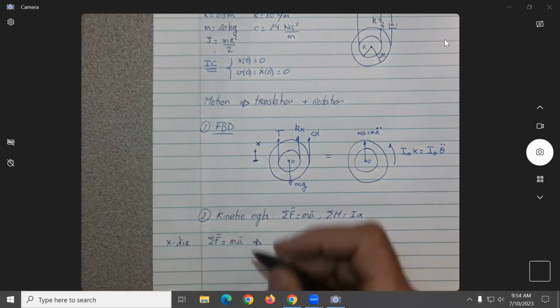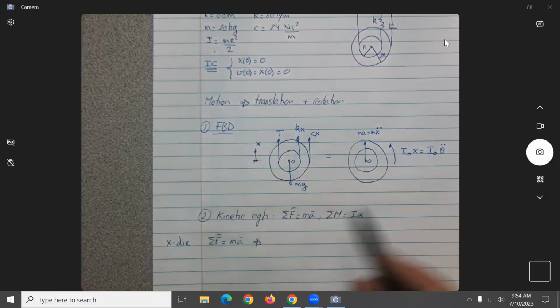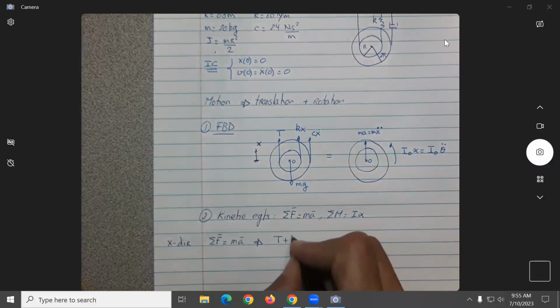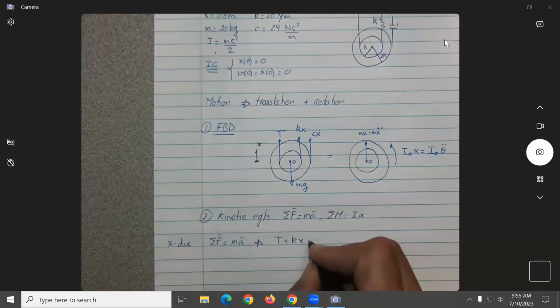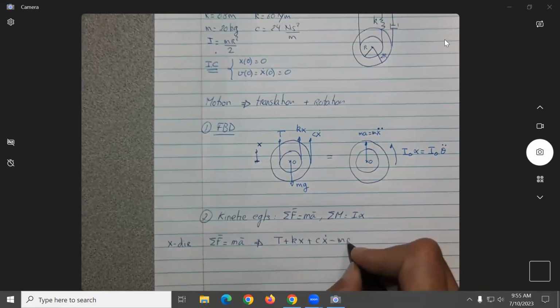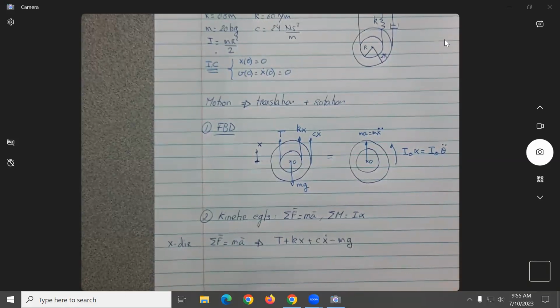So what will be the equation? Okay, this is the most difficult part, I think, the figure. Once you have the figure, it should be straightforward. So it would be T plus Kx plus Cx dot minus Mg.